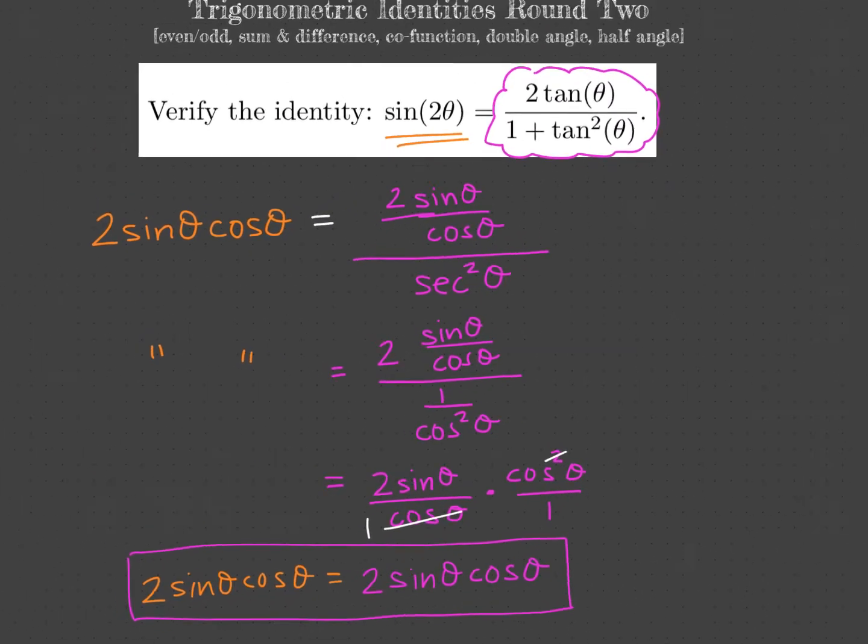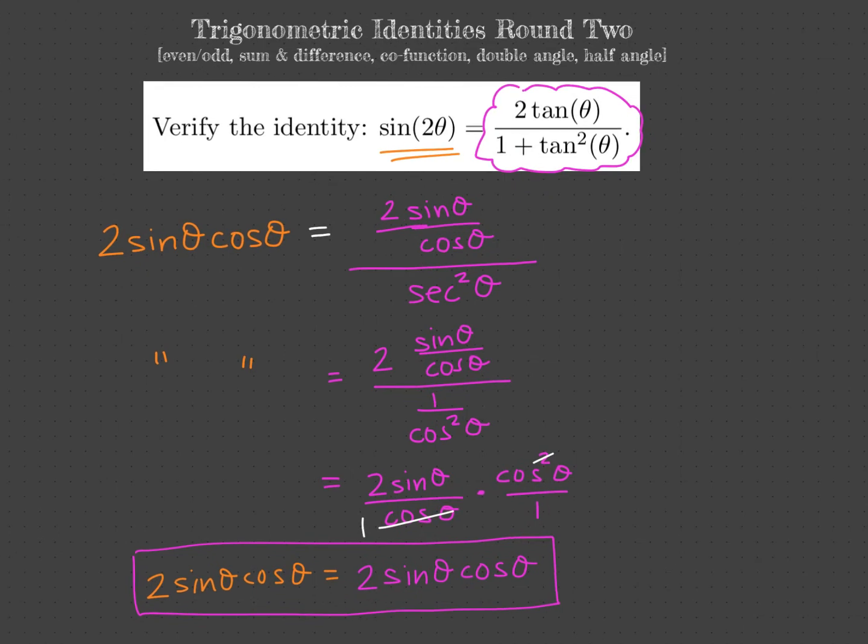The way we did that is we used our trig identities: the double angle identity for sine, as well as one of our Pythagorean identities, that 1 plus tangent squared equals secant squared. During this, we used another identity, which is this reciprocal identity. The reciprocal of secant is cosine, so the reciprocal of secant squared is cosine squared. Then we used an algebraic technique for simplifying a complex fraction.